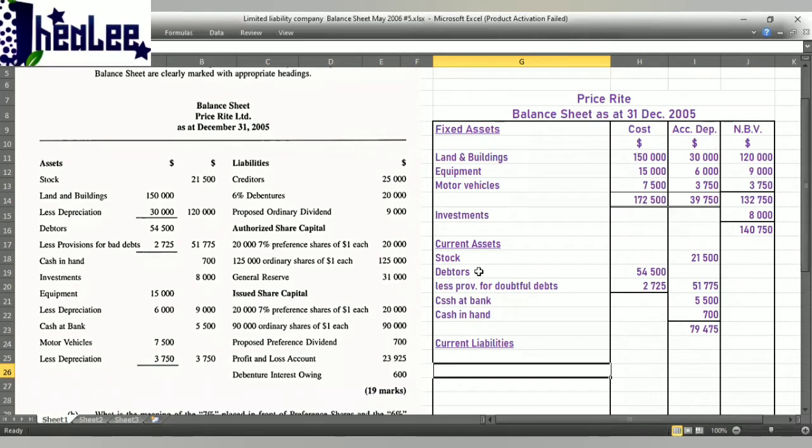So our current assets in order: stock, debtors. Remember, you have to subtract your provision for doubtful debts from that. And when we reduce our debtors by the provision for doubtful debts, the value is $51,775. You list your cash at bank, list your cash in hand, and total those.